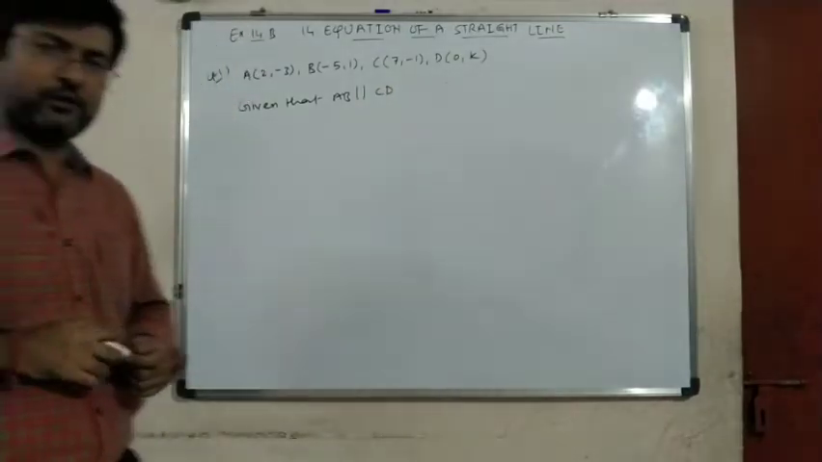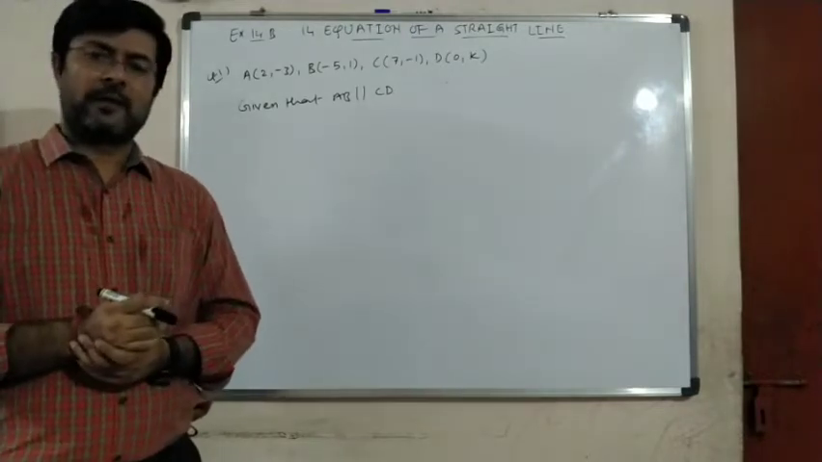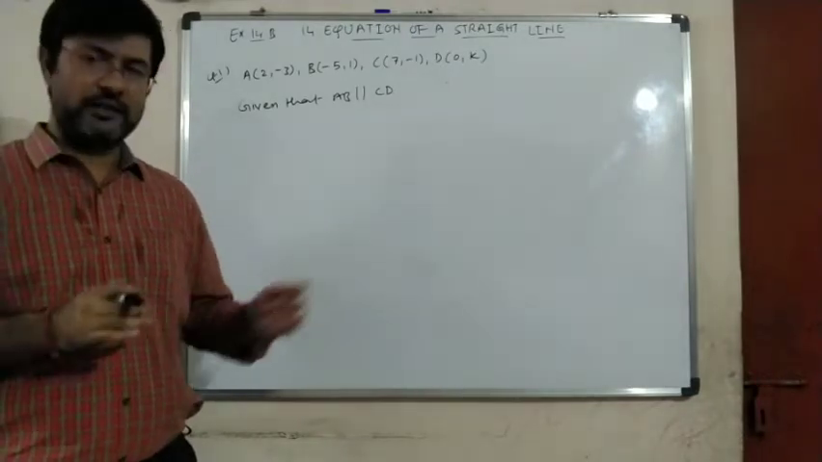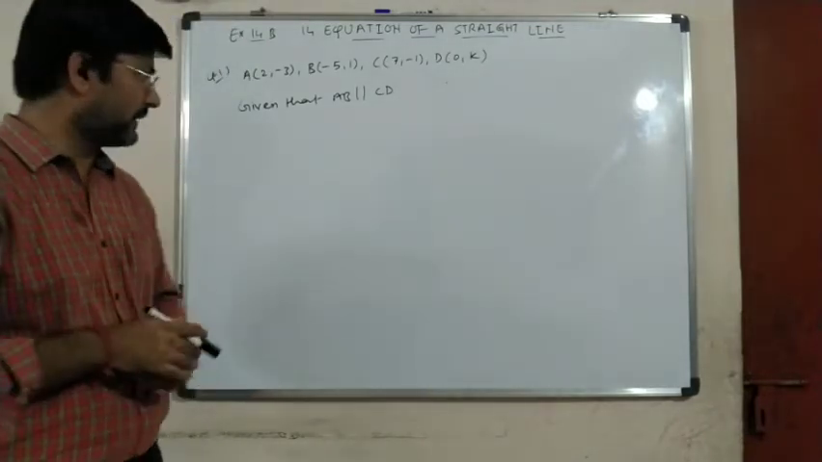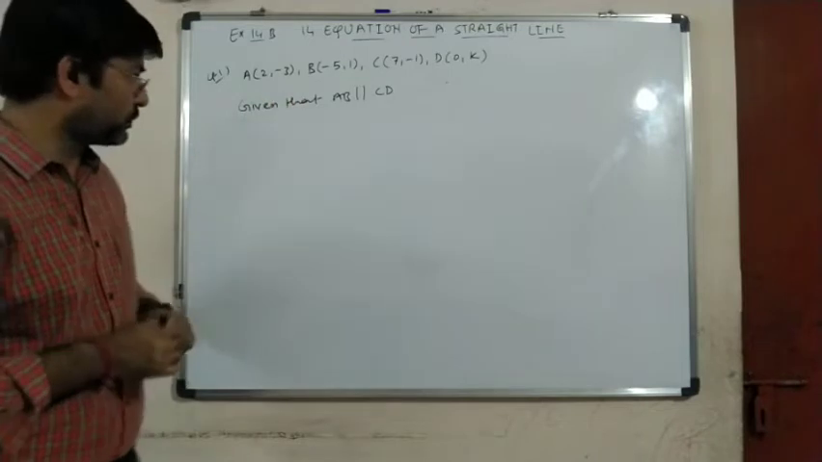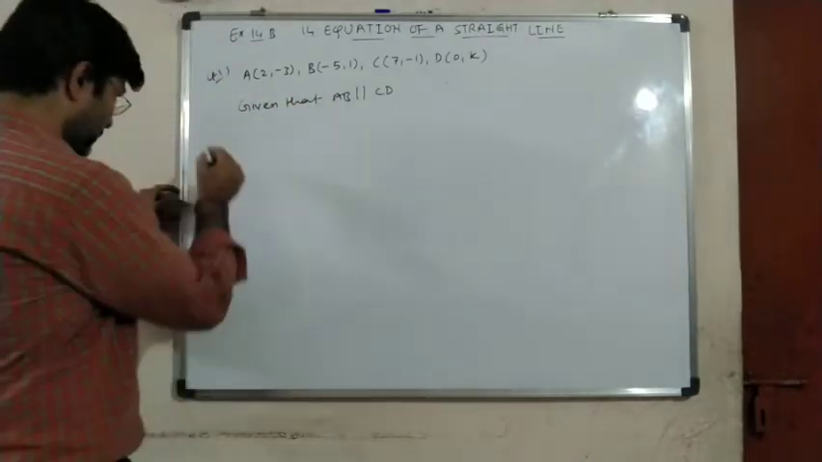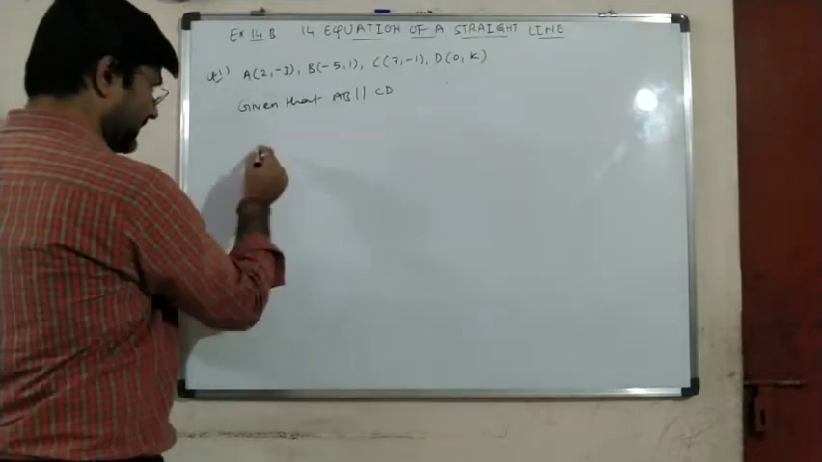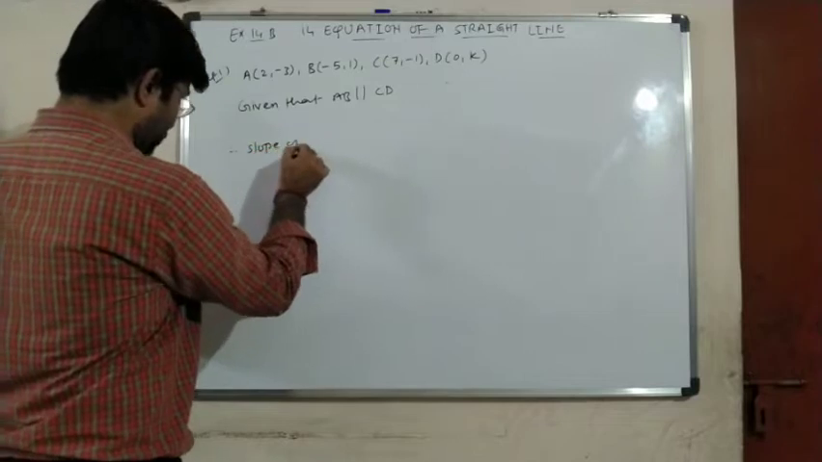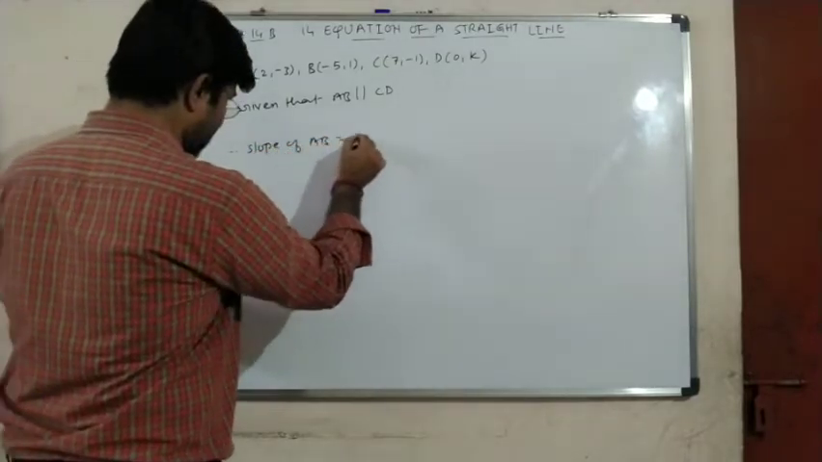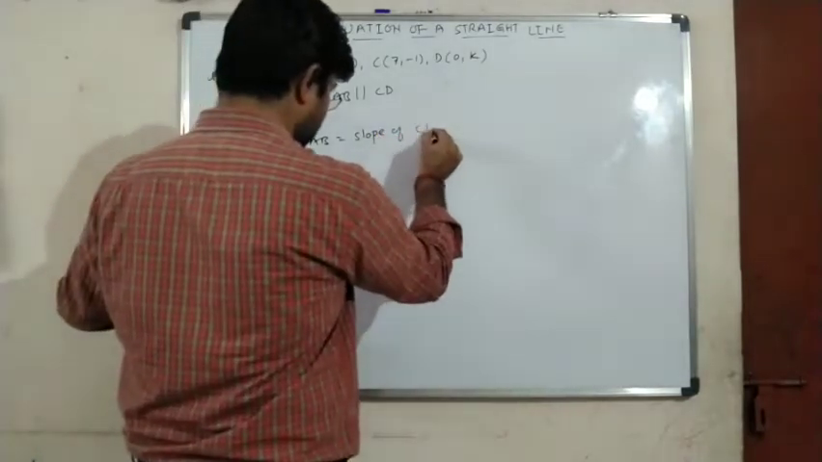So now let us recall the property of two parallel lines. We know that just now we have discussed that the slopes of the parallel lines will be equal. So we will equate these two slopes, slope of line AB and slope of line CD. Yes or no? So we will write down, since AB is parallel to CD, therefore slope of line AB is equal to slope of line CD.